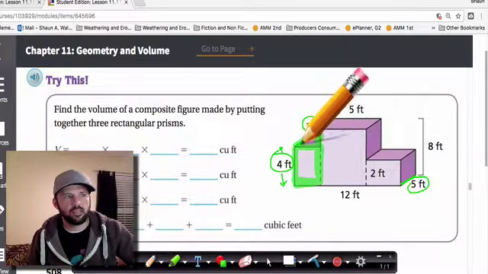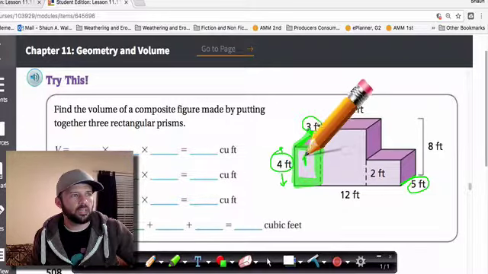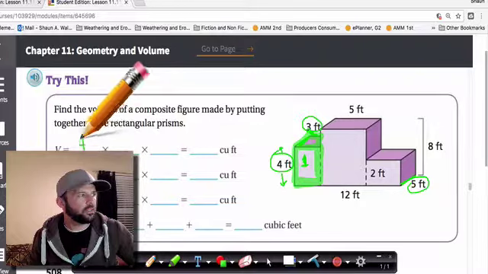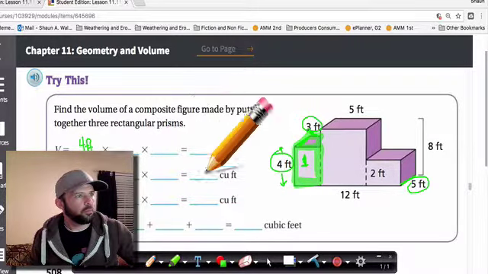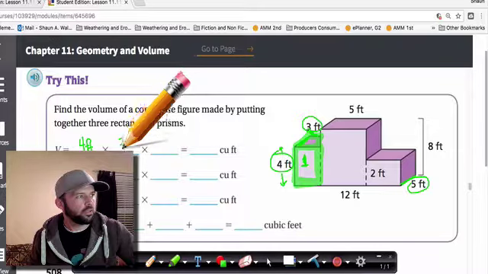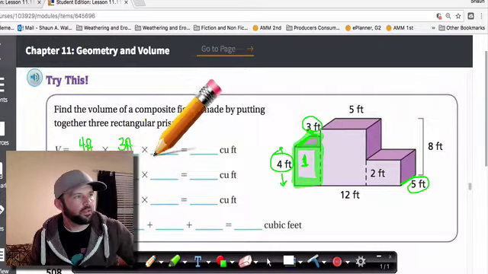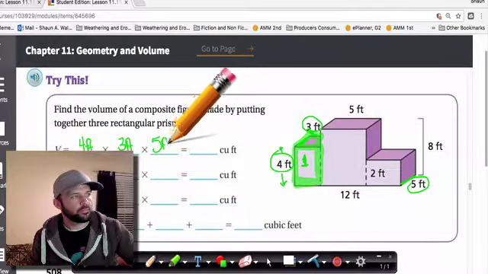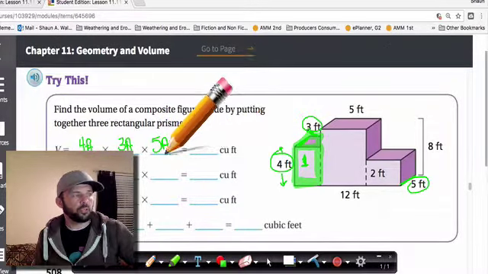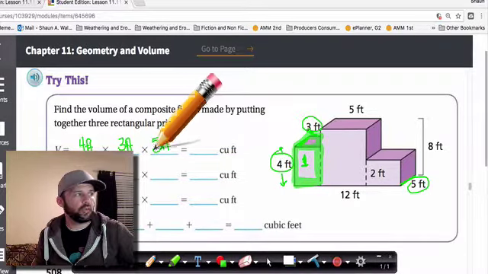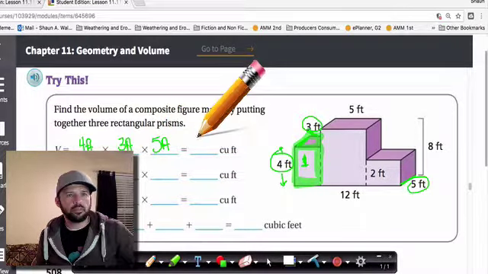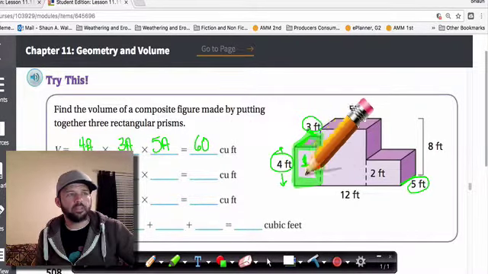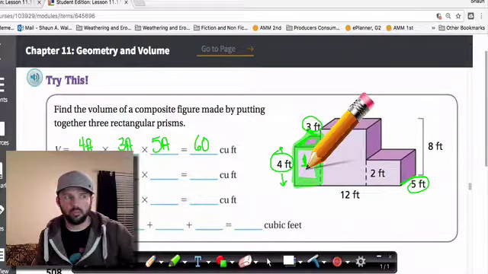So the volume of this first little cube, we'll say rectangular prism number 1, we're going to say that this is 4 feet by, we said 3 feet by 5 feet, right? Alright, so if we were to find the volume now, 4 times 3 times 5, that would give us a total of 60, right? 60 cubic feet. So that is the volume of rectangular prism number 1.